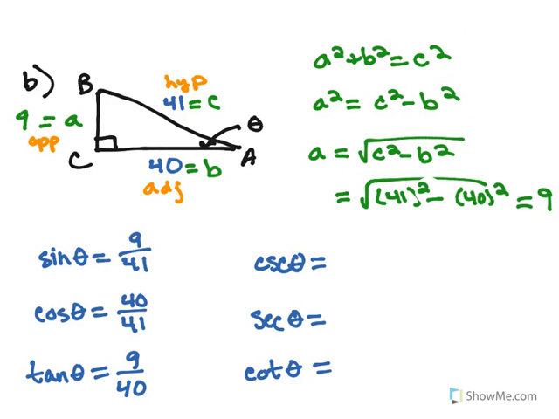All right, then our reciprocal functions. We just flip all the fractions, right? I get 41 over 9, 41 over 40, and 40 over 9.